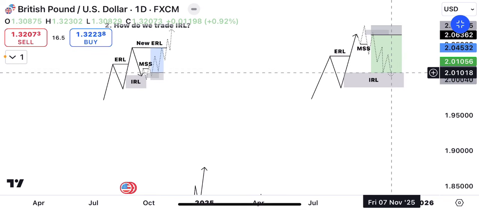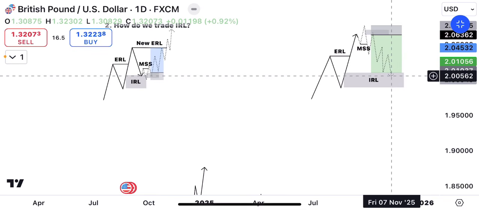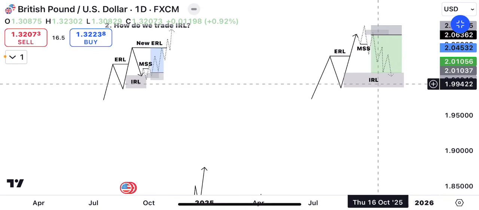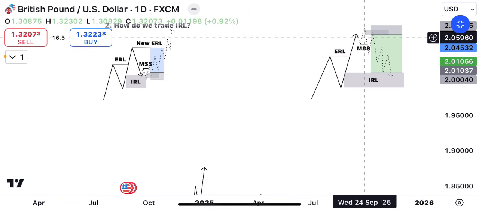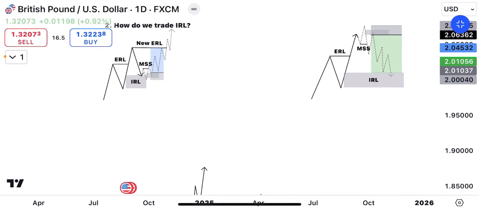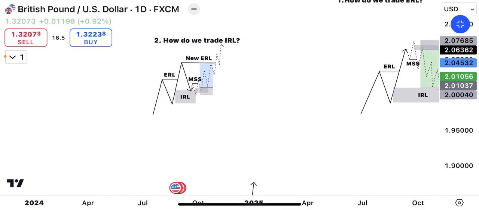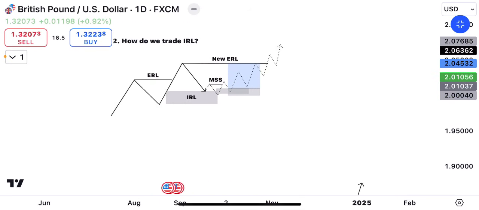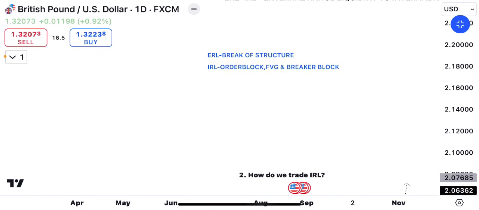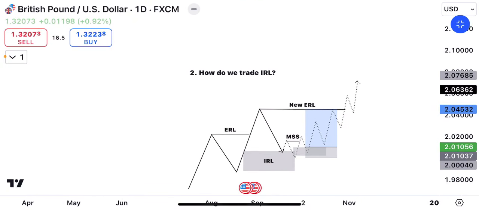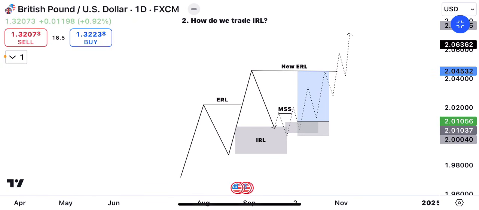So once you tap on the internal range liquidity, how do we trade internal range liquidity from trading the external range liquidity? You understand? How do we trade internal range liquidity? Remember, this is a bullish trend. So after tapping on the internal range liquidity, which is your what? Your order block, FVG or breaker block.